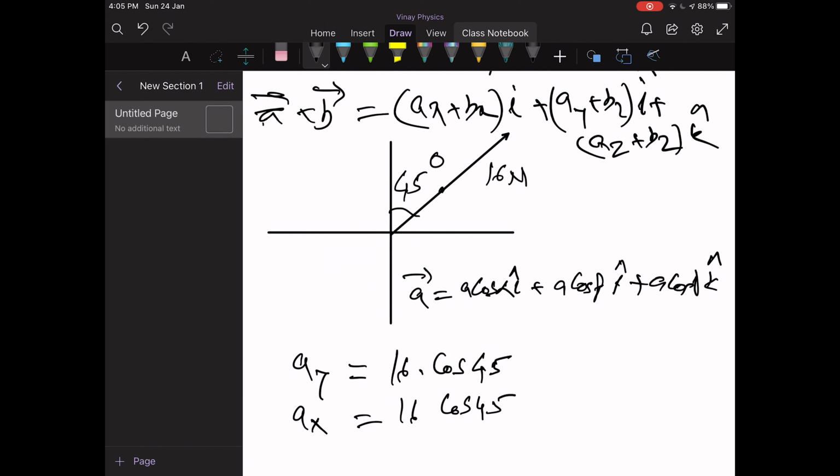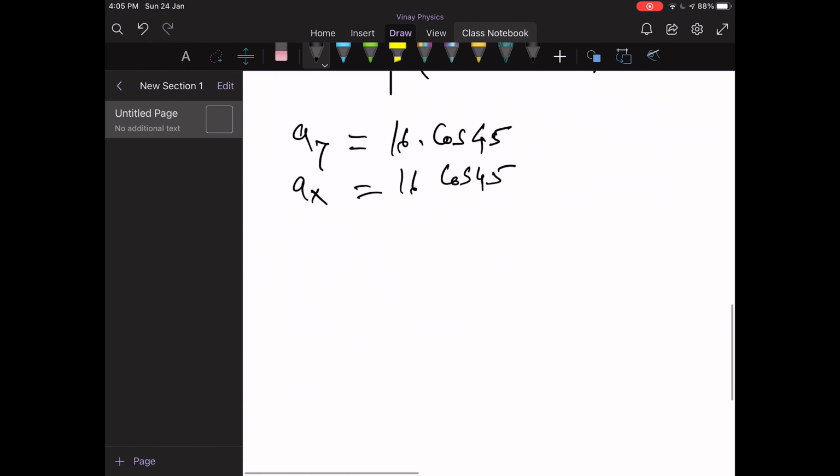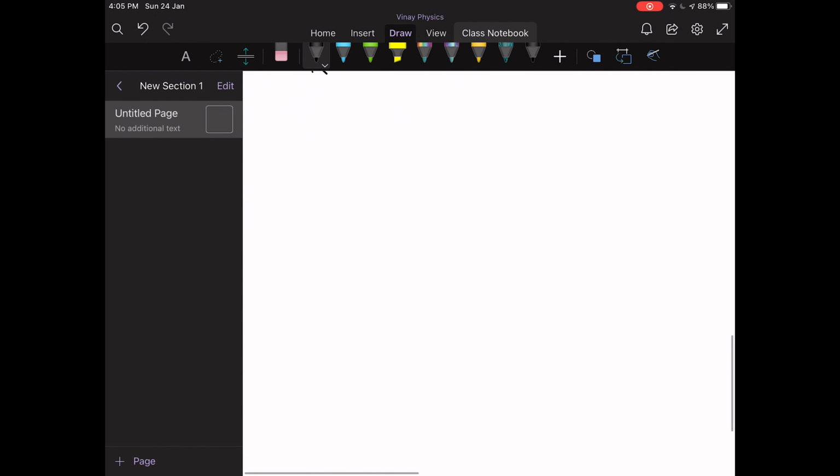The component across the z axis does not exist, because this question seems to imply that it is a two dimensional coordinate system that we are working with. Otherwise we could have found it out.